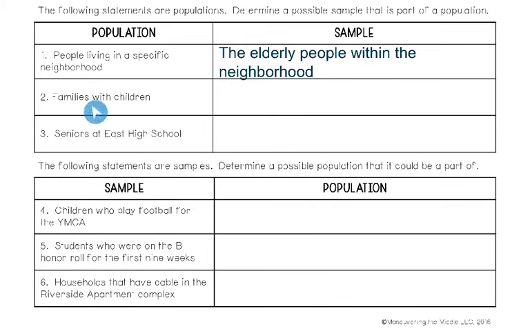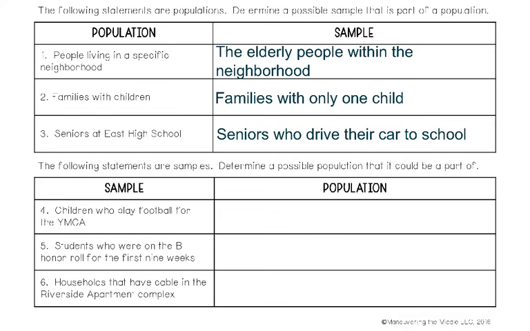Take a second look at these two populations and try to see if you can come up with some samples that could be part of that population. Pause the video now and then press play when you're ready to check. All right, so here are some of the examples that I came up with for samples within these populations. The key idea is that you picked a part of the bigger group.